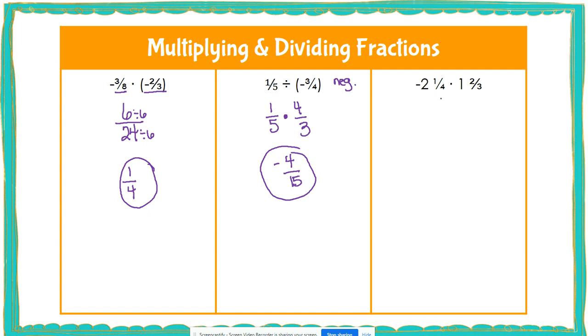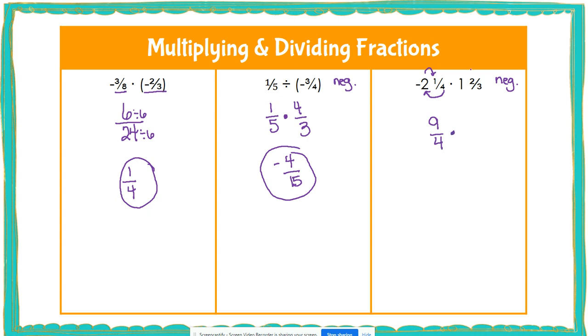Finally, I have negative 2 1/4 times positive 1 2/3. Since I'm multiplying a negative by a positive, that's different signs, I know that my answer is going to be negative. Now I'm just going to multiply. Well, when I'm multiplying with fractions, I need to make sure that I do not have mixed numbers. So I need to change all of my mixed numbers into improper fractions. To do that, I'm going to multiply my denominator by my whole number, so 4 times 2 is 8, and then add my numerator. 8 plus 1 is 9. So my new numerator is 9, and my denominator remains 4.